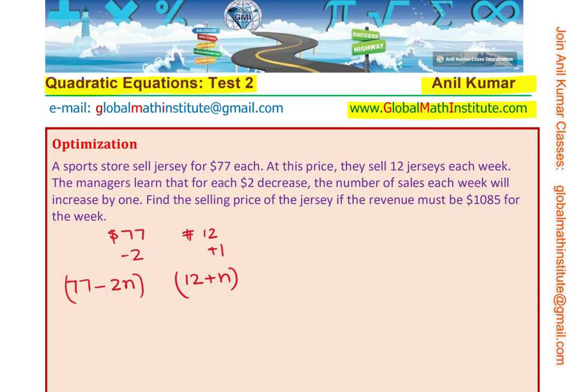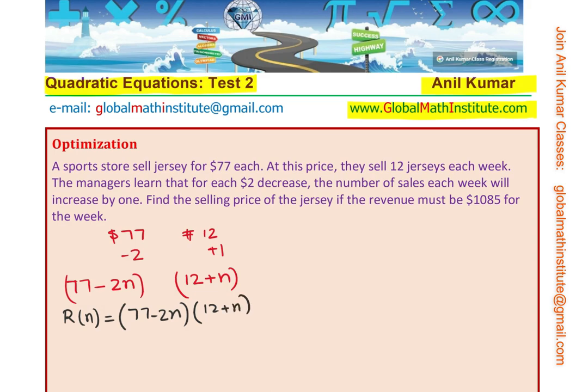Correct? So it says find the selling price of the jersey if the revenue is $1085. So the revenue here is the product of price and the quantity sold, right? So let me write down directly. It is 77 minus 2n, which is the price, and the quantity sold is 12 plus n. Makes sense?